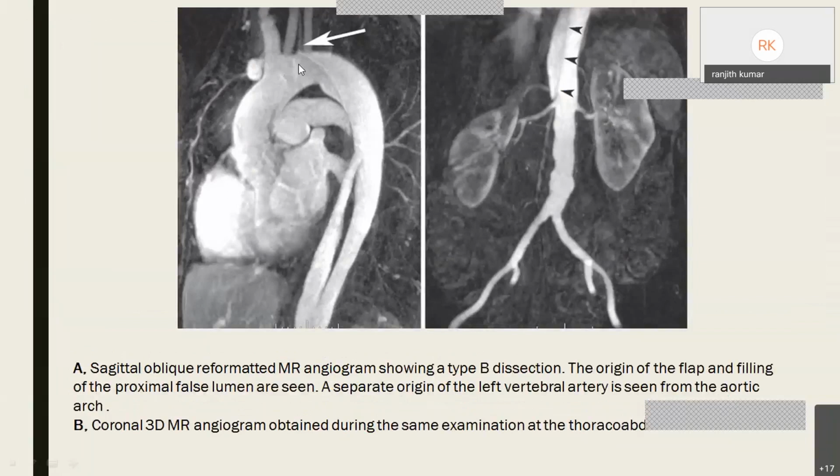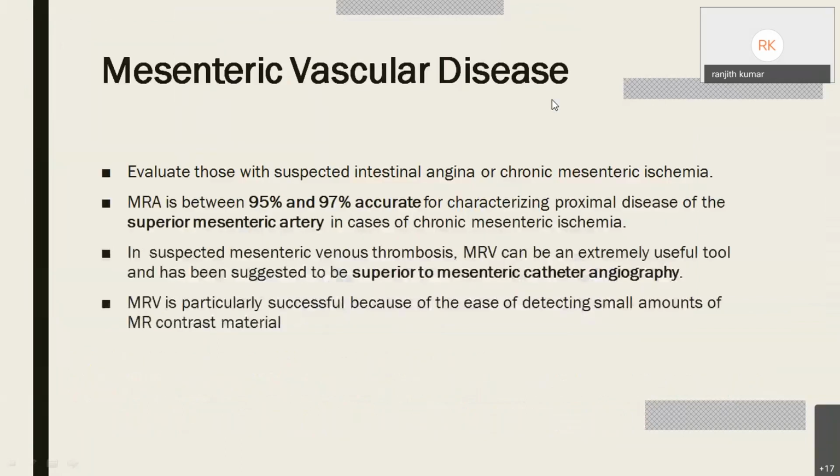This image shows origin of the left vertebral artery directly from the arch, and also dissection, thoracoabdominal aorta dissection till the renal artery.